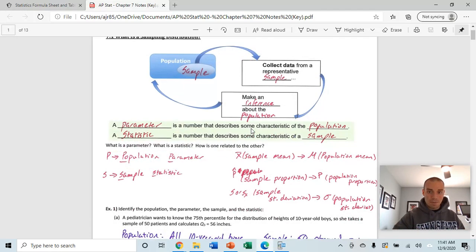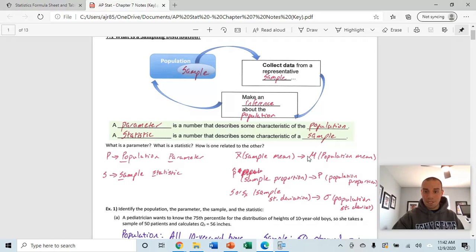Now, along those lines, there's some important vocabulary we need to go over. First of all, we have this idea of a parameter. A parameter is a number that describes some characteristic of the entire population. So think of these two things: parameter, P, goes with population, P. A statistic is a number that describes some characteristic of a sample. So statistic, sample, S and S. So think of parameter, population; statistic, sample. We've got three really important parameters and statistics that we care about.